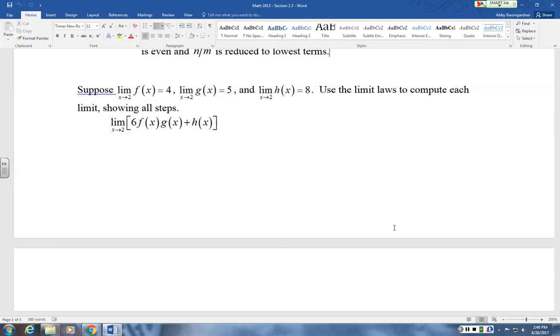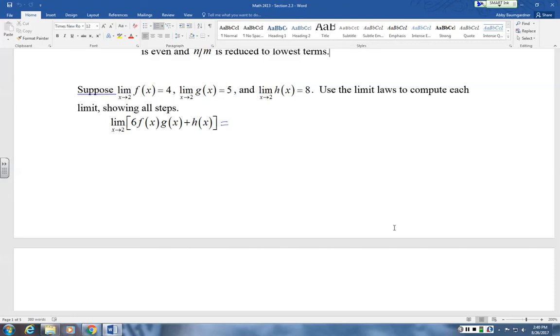So suppose the limit of f of x as x approaches 2 is 4. The limit of g of x as x approaches 2 is 5. The limit of h of x as x approaches 2 is 8. Let's use the limit laws to compute each limit showing all steps. All right, the fact they say showing all steps is what makes this a little bit longer problem. So I am definitely going to have equal signs here.